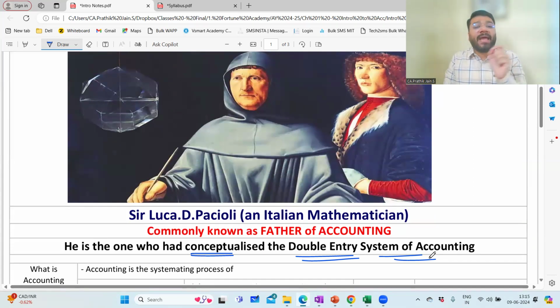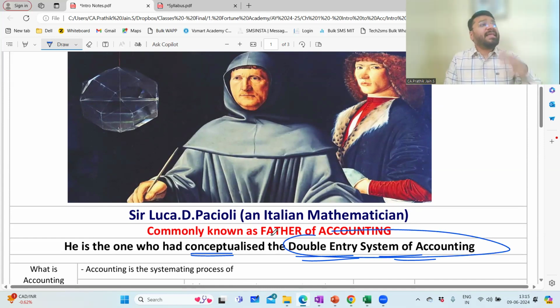So, Sir Luca di Pacioli is an Italian mathematician. He's also called the father of accounting. So, what has he done? He coined this concept called the double entry system of accounting. This is one of the rules that we're going to follow. Like that, there are many rules and regulations that we have to see in the future.